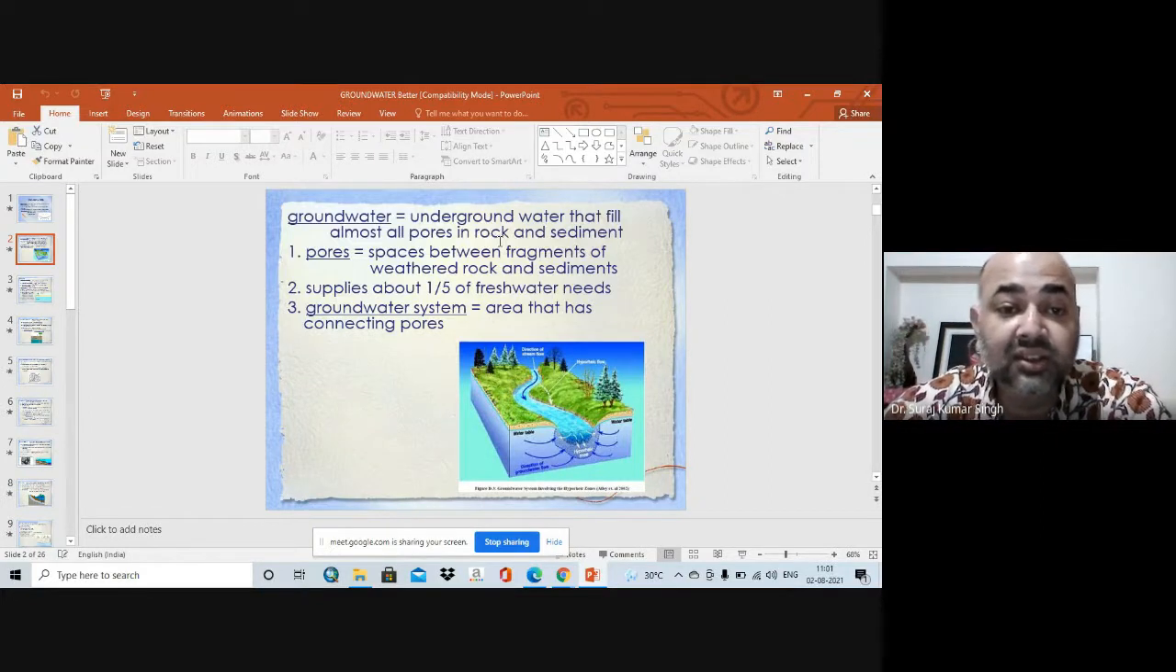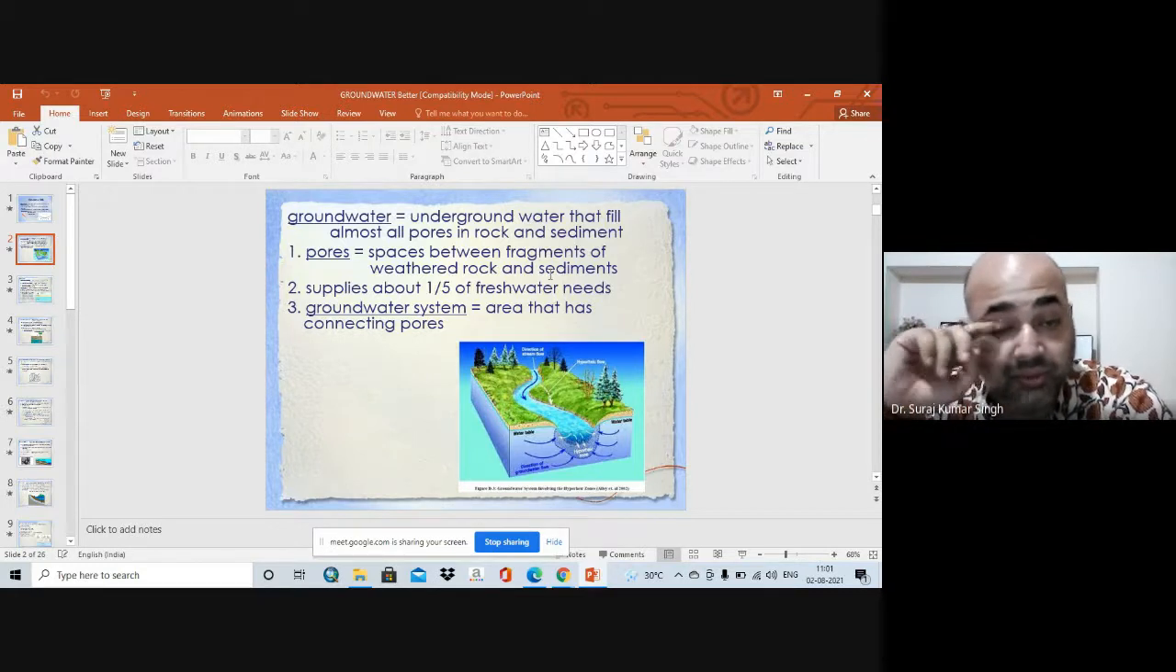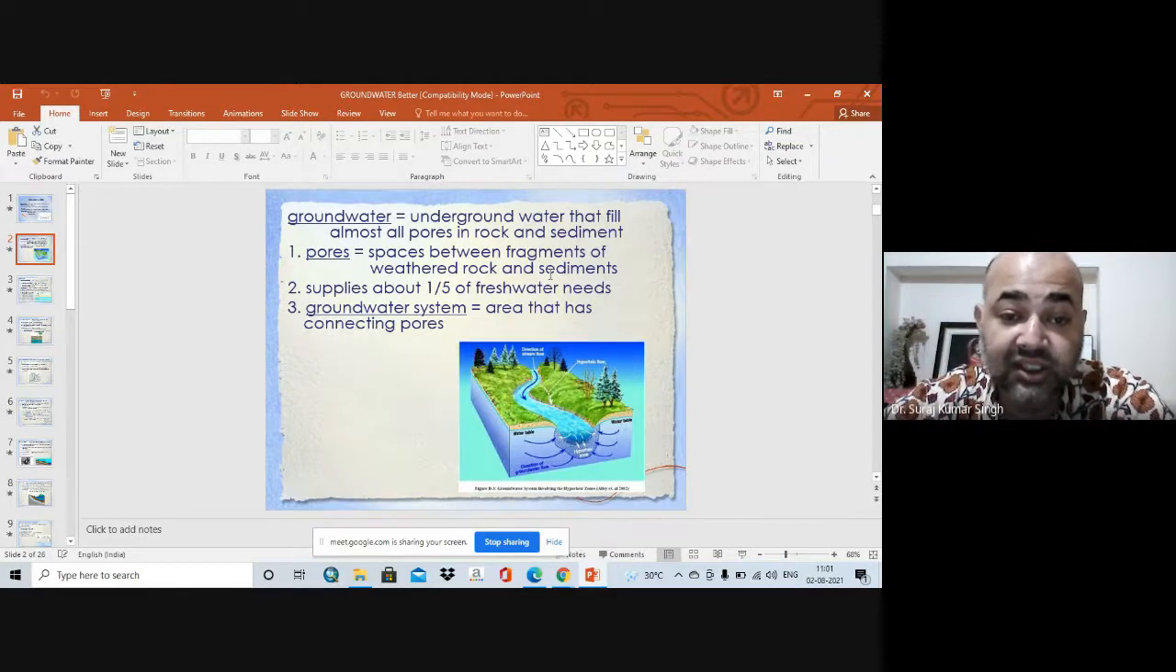So how is that groundwater recharged? It is recharged through the pores in the rocks and sediments. So what are pores? Pores are the open spaces between the fragments of weathered rock and sediment. We have already studied porosity and permeability, so we are familiar with the movement of the groundwater, and I'm not going much into the details. It supplies about 1/5 of the fresh water needs, where the groundwater system is equal to the area that has connecting pores.